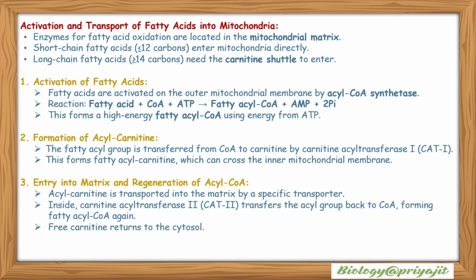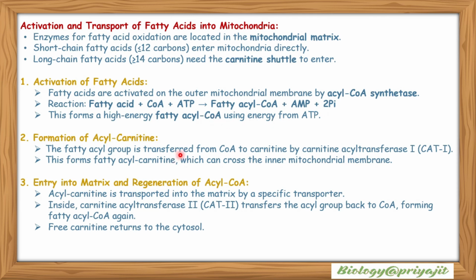Activation and transport of fatty acids into mitochondria. Enzymes for fatty acid oxidation are located in the mitochondrial matrix. The short chain fatty acids, which are less than or equal to 12 carbons, enter mitochondria directly. Long chain fatty acids, which are more than 14 carbons, need the carnitine shuttle to enter. Activation of fatty acid: fatty acids are activated on the outer mitochondrial membrane by acyl-CoA synthetase. Reaction: fatty acid plus CoA plus ATP will produce fatty acyl-CoA plus AMP plus 2Pi. So this forms a high energy fatty acyl-CoA using energy from ATP.